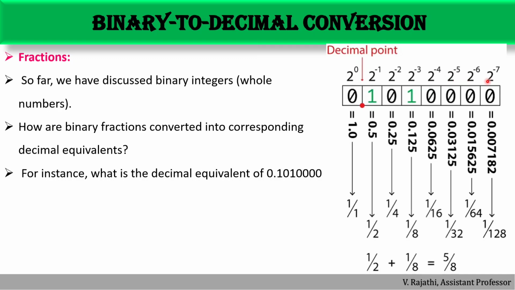2 power minus 1 is written as 1 by 2. 2 power minus 2 is 1 by 4. 2 power minus 3 is 1 by 8. 2 power minus 4 is 1 by 16. 2 power minus 5 is 1 by 32. 2 power minus 6 is 1 by 64. In this way, we can convert even a fractional binary number to decimal.